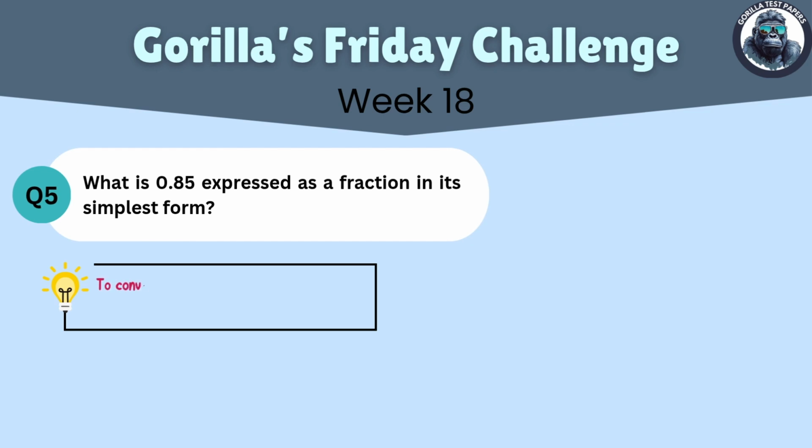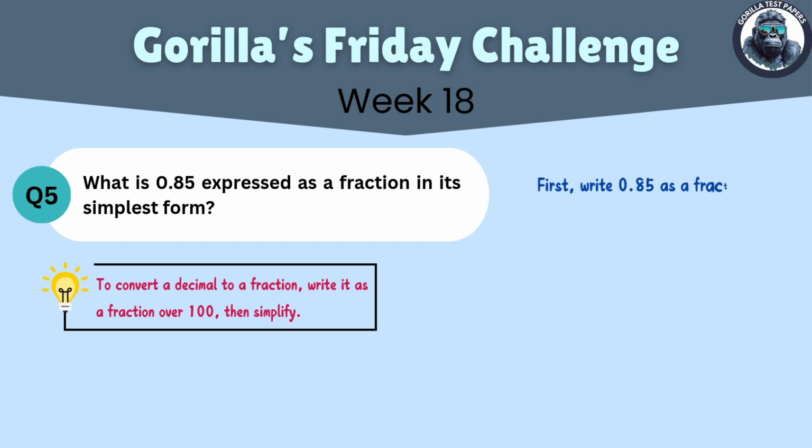The learning point here is that to convert a decimal to a fraction, write it as a fraction over 100, then simplify the fraction if possible. So let's start with 0.85. First, let's write 0.85 as a fraction. So 0.85 equals 85 over 100.